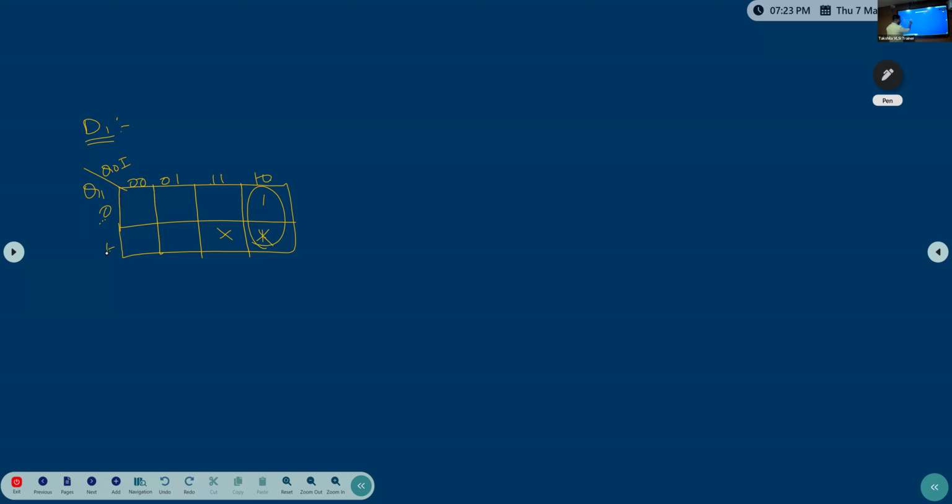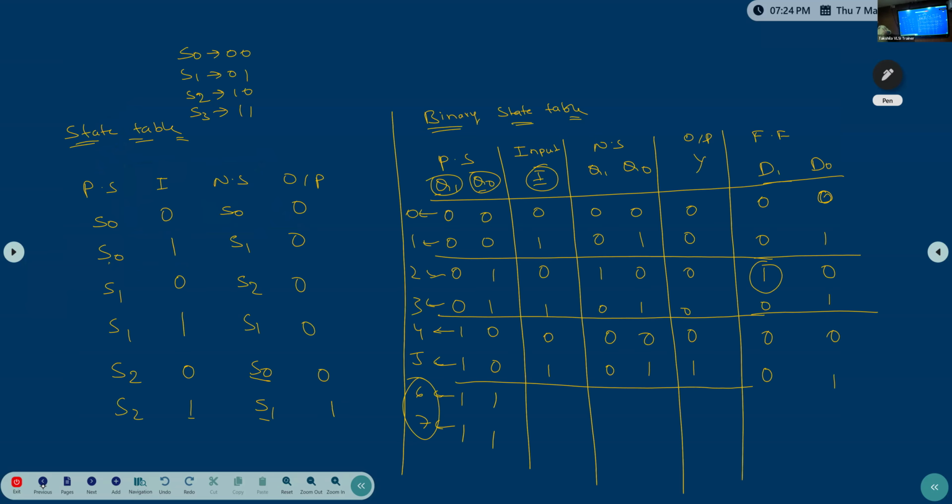If I map these two, what happens? So common is Q1 is common. No, 0 to 1 it is changing. So here what is the common? These two are common, right? Q0 I bar I will get. This is the D1 equation: Q0 I bar. This is also not required.